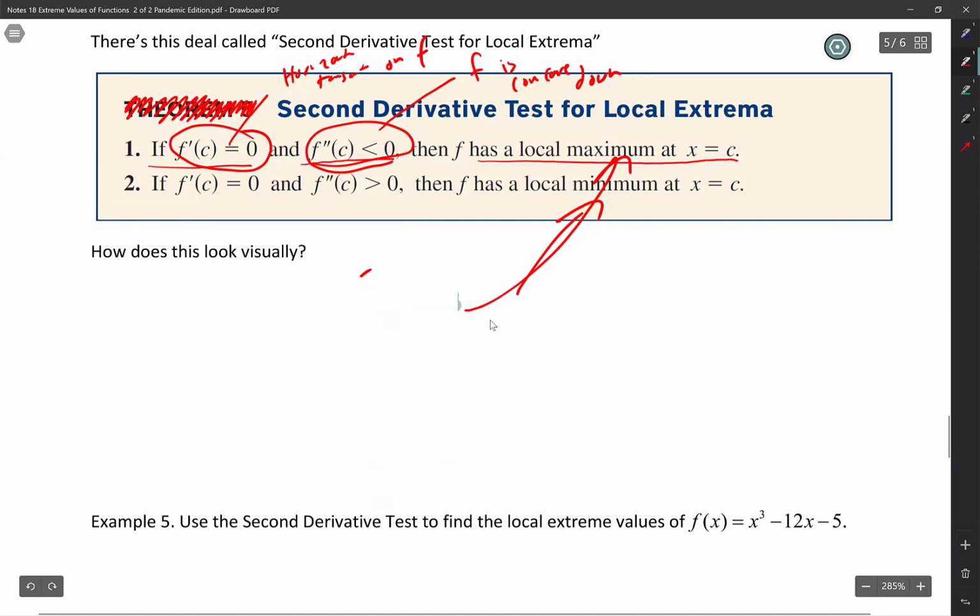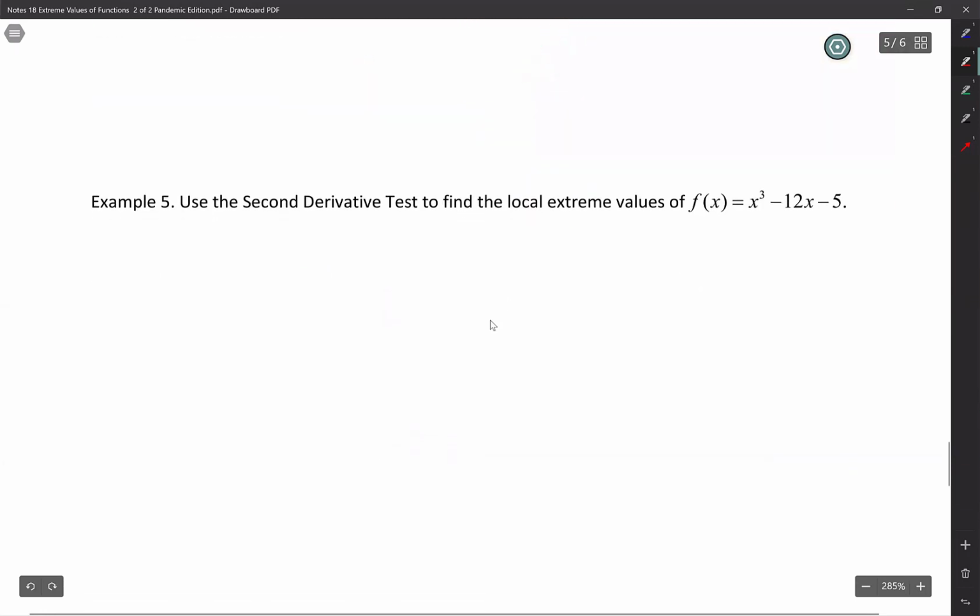Why did I erase that? I didn't want to erase that, but that's fine. Are we okay so far, guys?